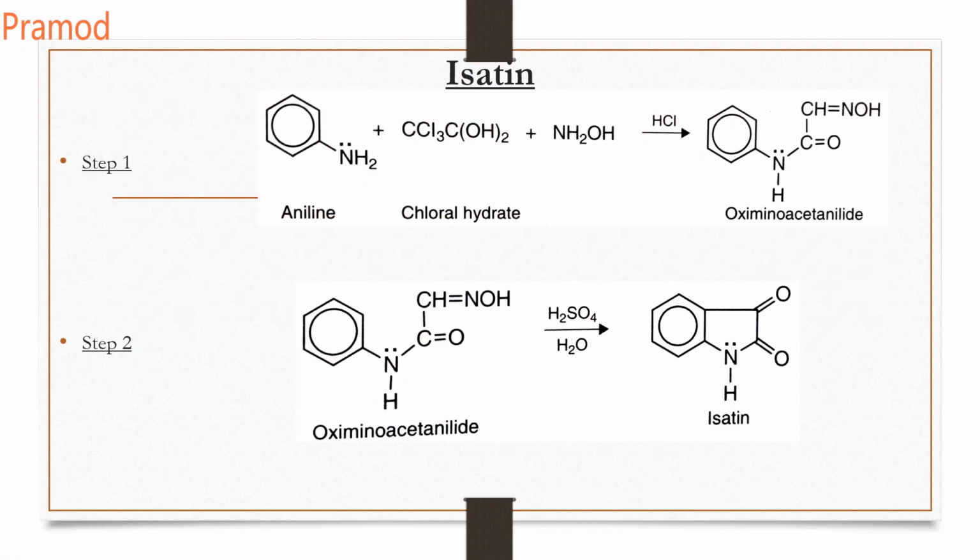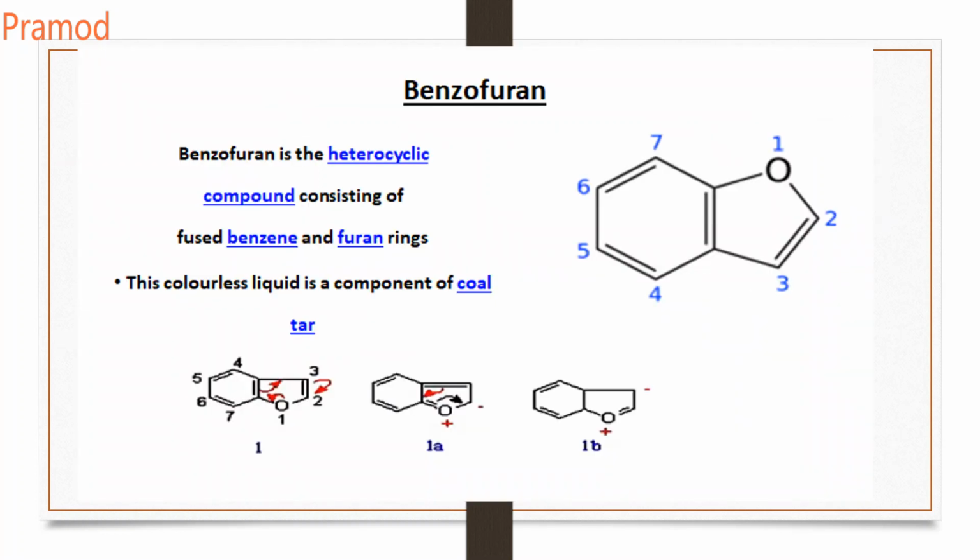Another derivative is isatin. It has double-bonded oxygen at the second and third positions. If there is a carbonyl group at both positions, it is known as isatin. So these are some of the derivatives of indole.